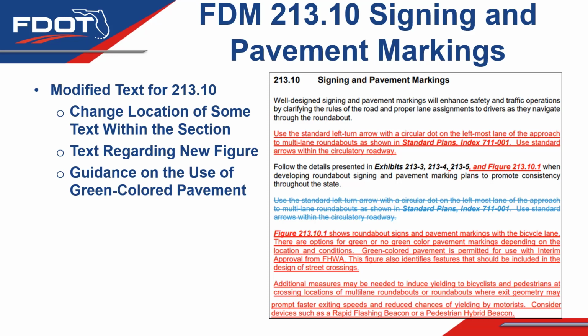Language has also been added to prompt those planning and designing roundabouts to think about additional treatments that could be used to enhance yielding by motorists to bicyclists and pedestrians, especially where the exit geometry may lead to faster exiting speeds. Rapid flashing beacons and pedestrian hybrid beacons are given as two options to consider.